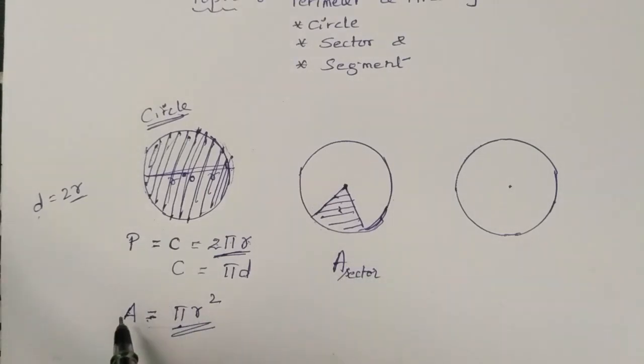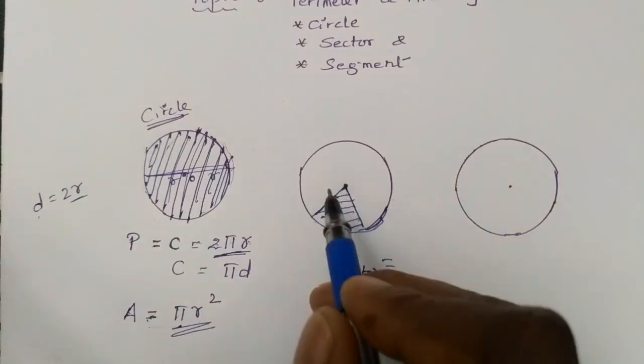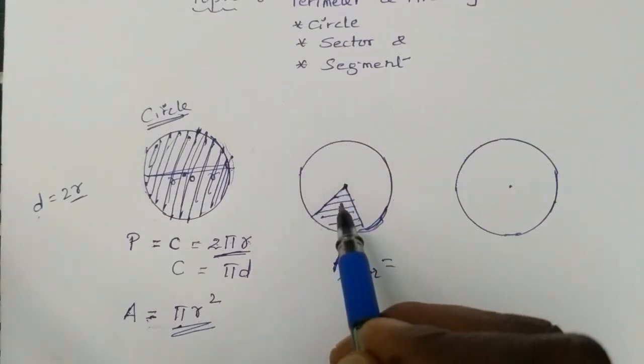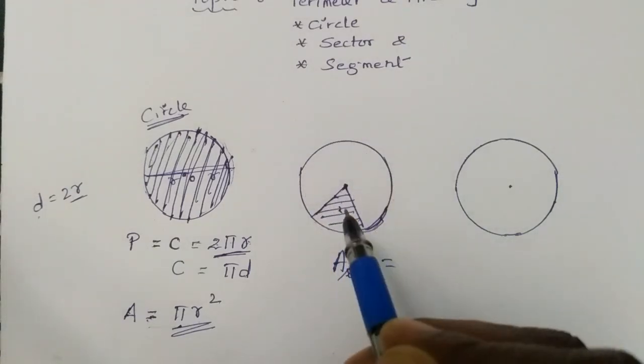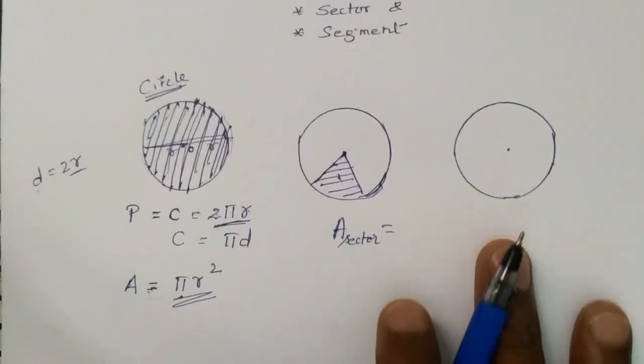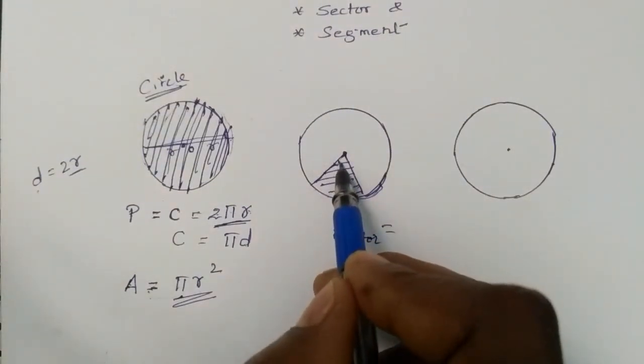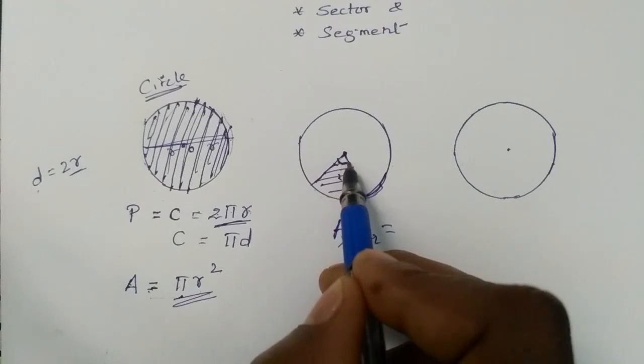To understand, if you write only A, that is the area of a circle. For the area of a sector, you write A sector, right? How do we find it? We know that a sector is a part of a circle. So this full circle is divided into how many parts? Let us see how much angle this sector subtends at the center.